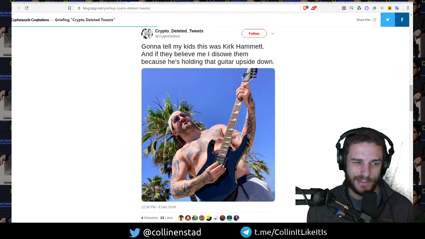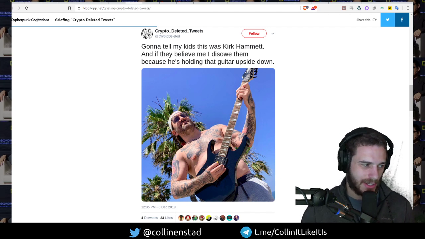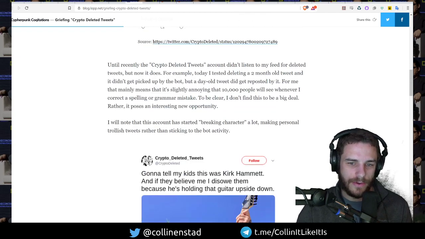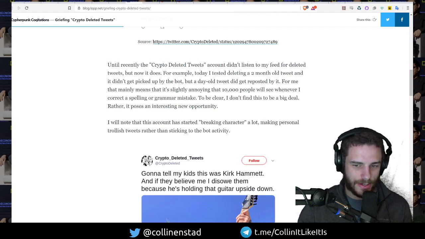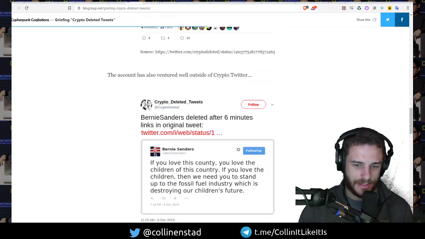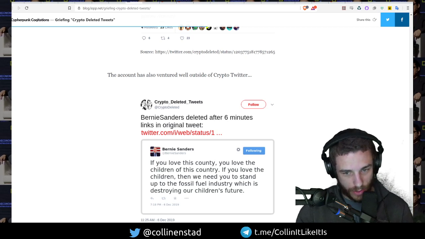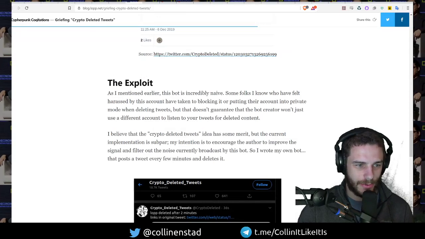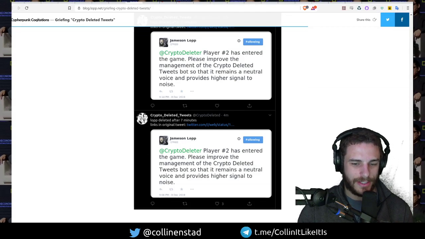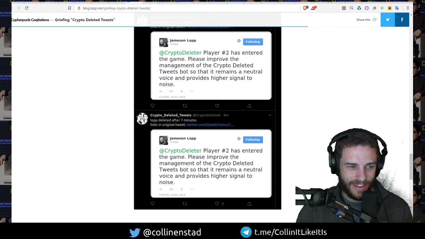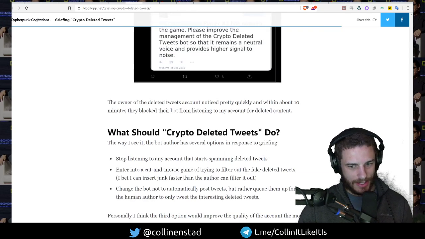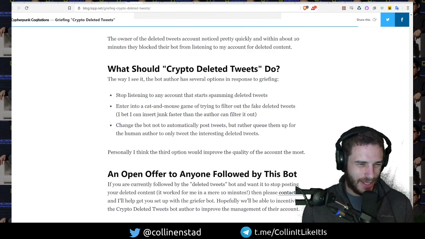Then Peter posts stuff like this where the guitar's upside down, and he just kind of started making fun of it. Basically, a personality came out from behind the bot, right? It started breaking character, as Lop says it, and started venturing well outside crypto Twitter. Bernie Sanders was in there for some reason, and he calls this an exploit where he makes a bunch of tweets and deletes them. And so what the owner of the account did was just take Lop off of this.